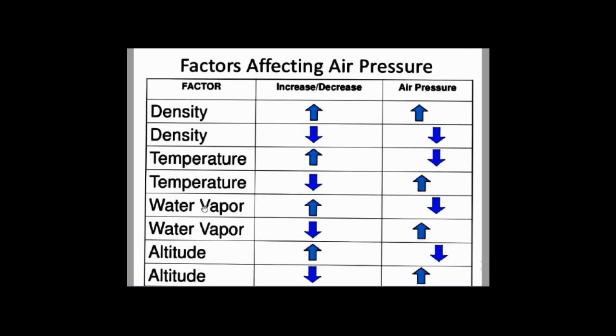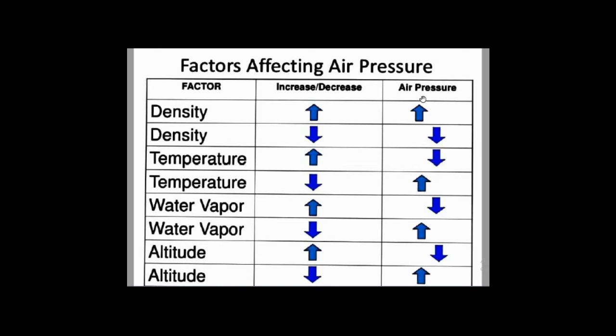And another most important factor is water vapor. If water vapor increases, then air pressure decreases, and if water vapor reduces, then pressure will become high. So these three factors we need to understand for the formation of major air pressure belts over the world.